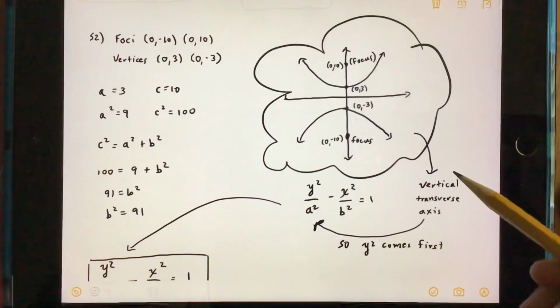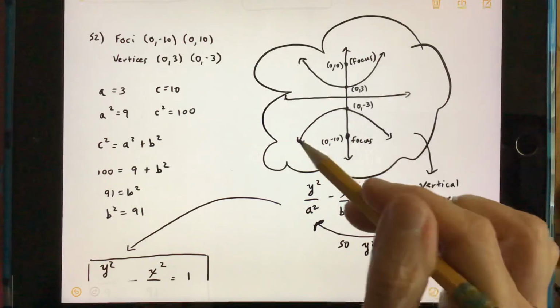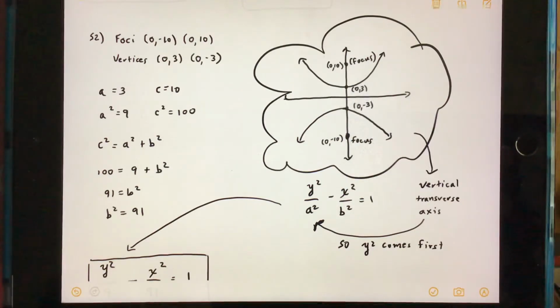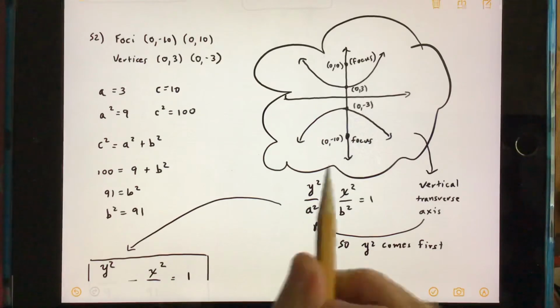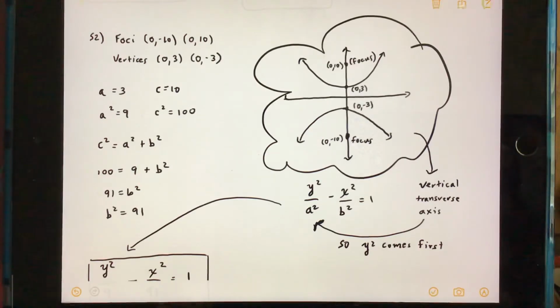That means that we have a vertical transverse axis. So the branches of our hyperbola will open up and down in this case. And that's going to mean that when we write our equation, the y squared is going to come first because we have a vertical transverse axis. So we're going to plug our numbers into this equation once we figure out our a squared and b squared in order to write our equation of our hyperbola.